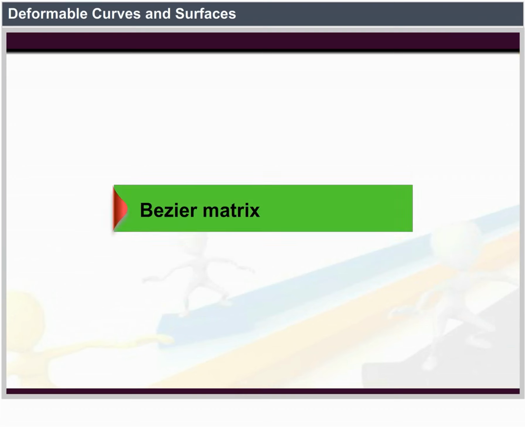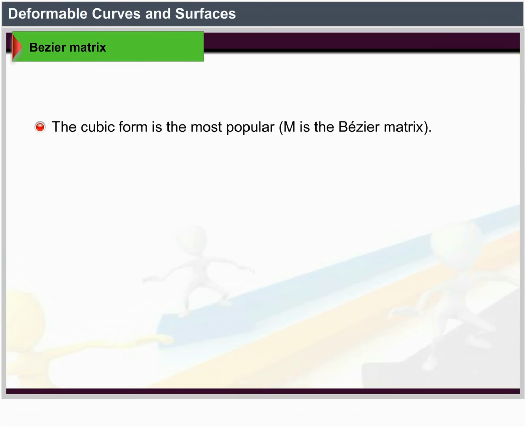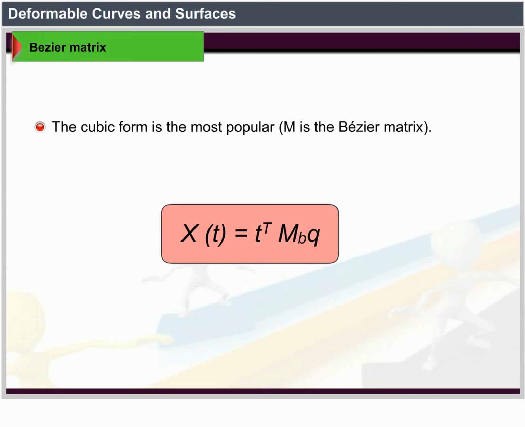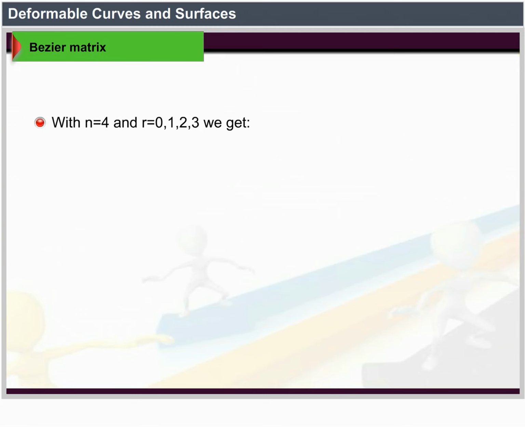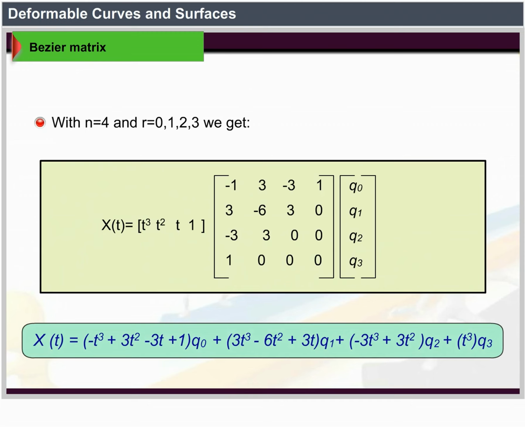Bézier matrix. The cubic form is the most popular. M is the Bézier matrix in the equation x(t) equals T M B, where T is the vector of powers of t. With n equals 4 and r equaling 0, 1, 2, 3, we get the matrix. Similar matrices can be obtained for y of t and z of t as well.